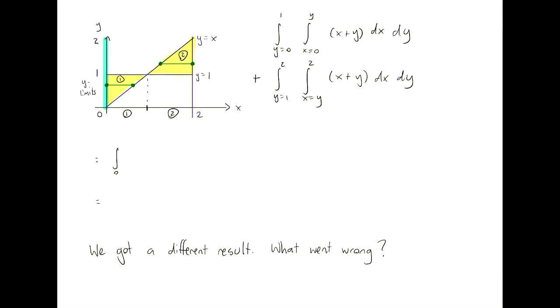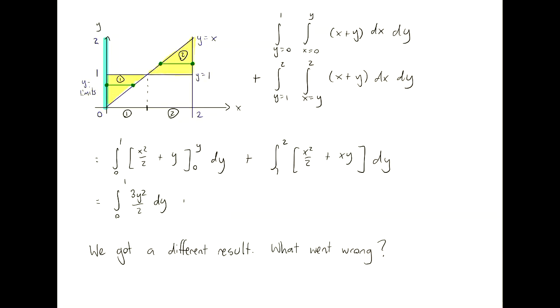So I do my first integral, my inside integral, x squared over 2 plus y from 0 to y dy, plus my second integral, x squared over 2 plus xy dy, which is equal to the integral from 0 to 1 of 3y squared over 2 dy, plus the integral from 1 to 2 of 2y minus y cubed over 2 dy equals 5 over 4.